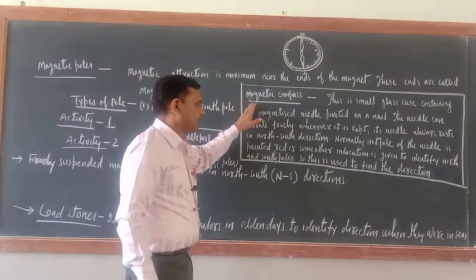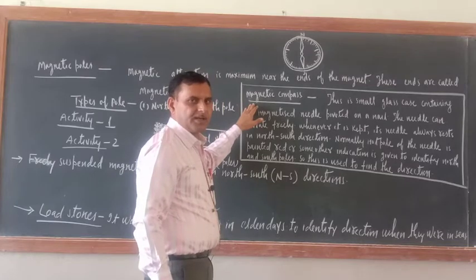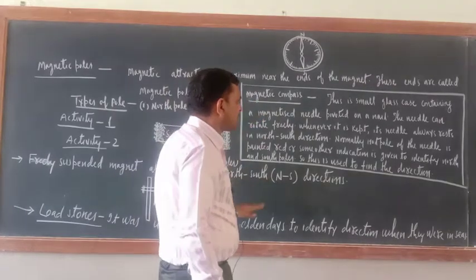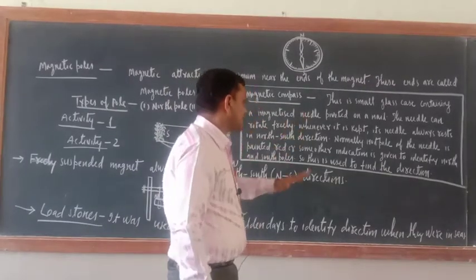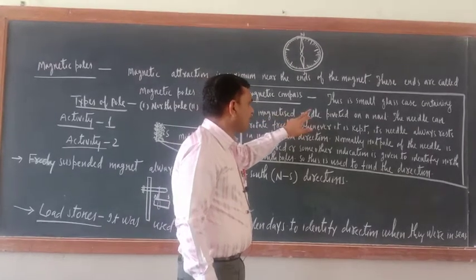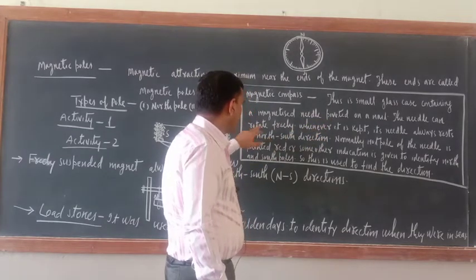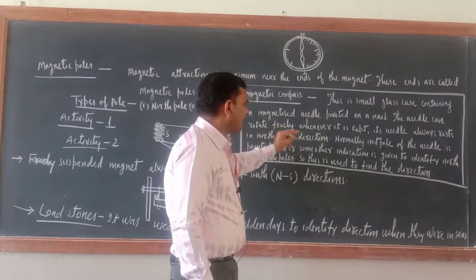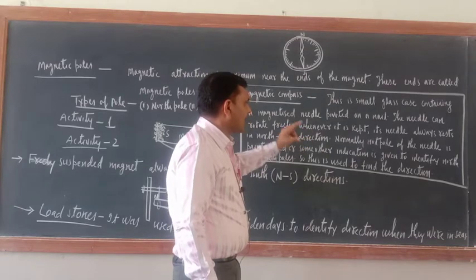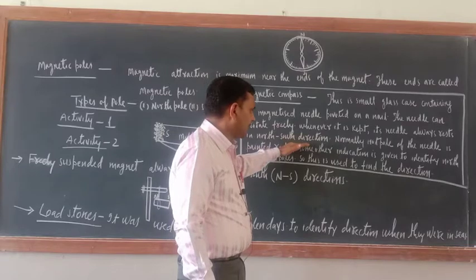Now there is one device that is known as the magnetic compass. What is that? Magnetic compass. This is a small glass case containing a magnetized needle pivoted on a nail. The needle can rotate freely, and wherever it is kept, its needle always rests in the north-south direction.